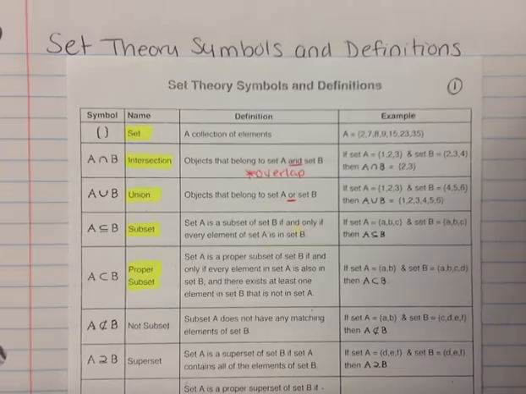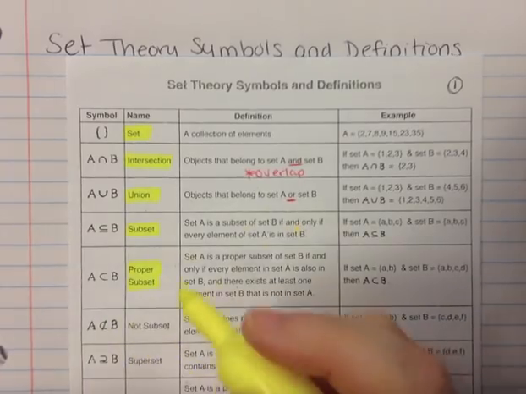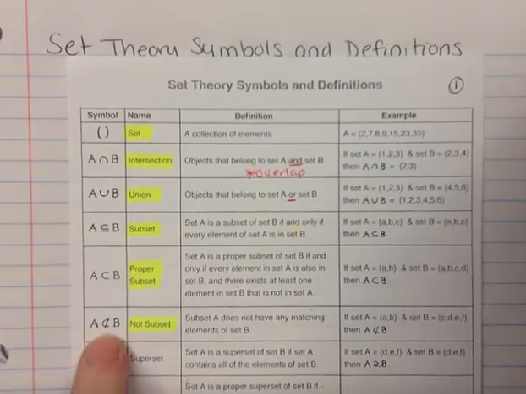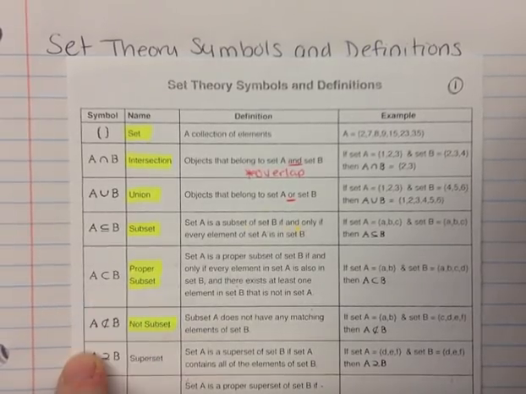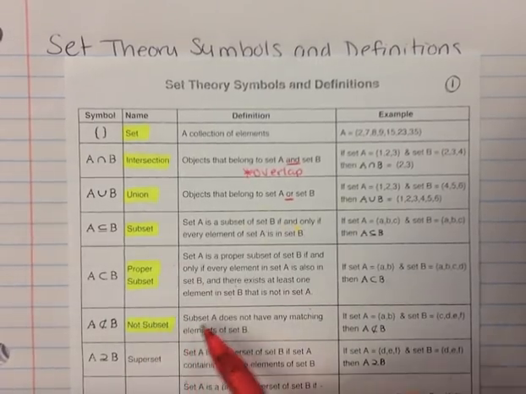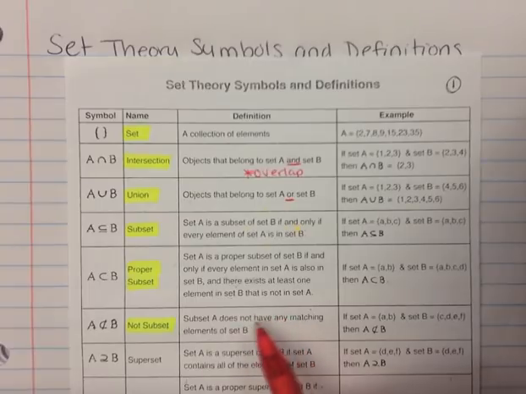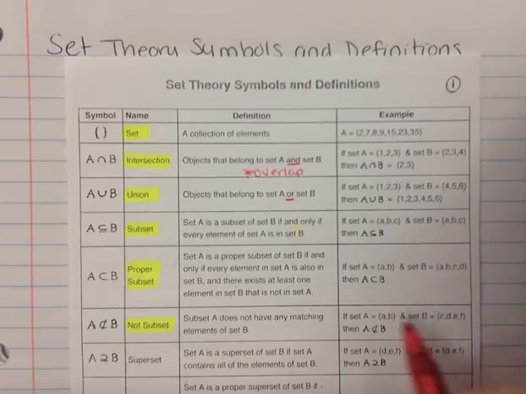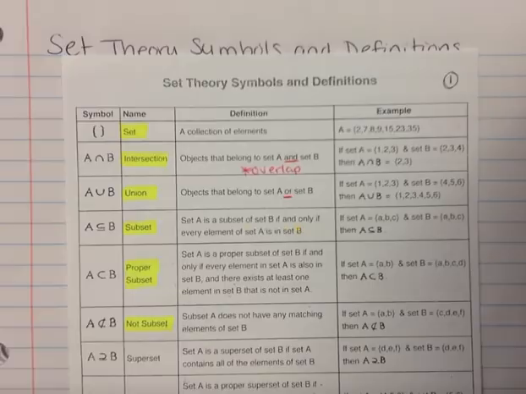The next one, and the last one on this page, is the not a subset. The symbol for not a subset is the subset symbol with a slash through it, almost like an equal sign with a slash through it means not equal. This means that set A does not have any matching elements of set B. So set A and set B do not have anything matching together, so they would not be subsets of each other.